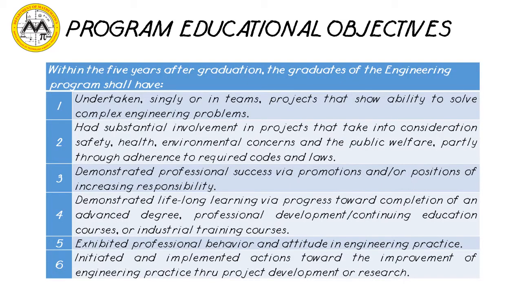For each engineering program, we have the program educational objectives. 5 years after graduation, the graduates of any engineering program in the university should have number one, undertaken singly or in teams, projects that show ability to solve complex engineering problems. Number two, had substantial involvement in projects that take into consideration safety, health, environmental concerns, and public welfare, partly through adherence to required codes and laws.